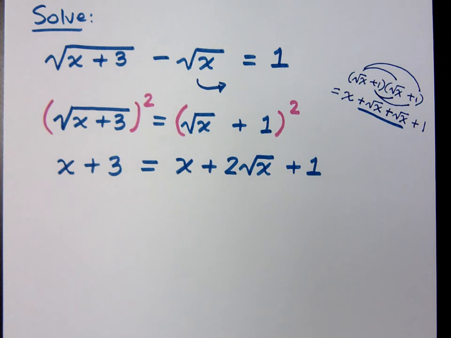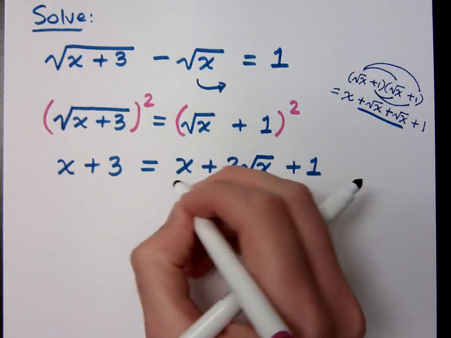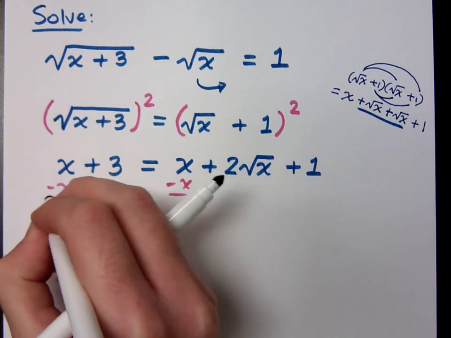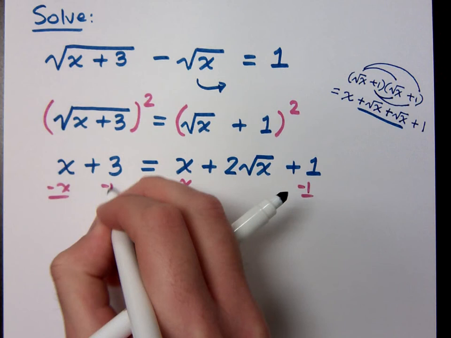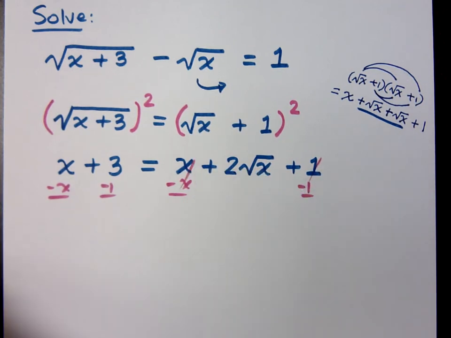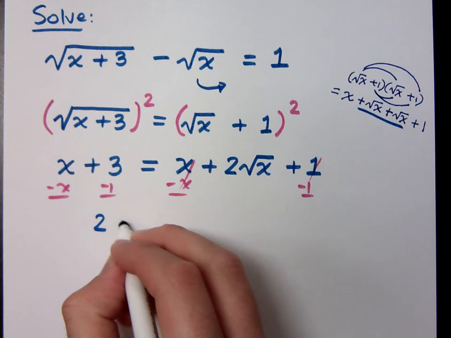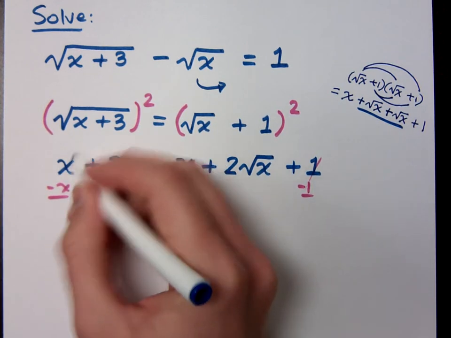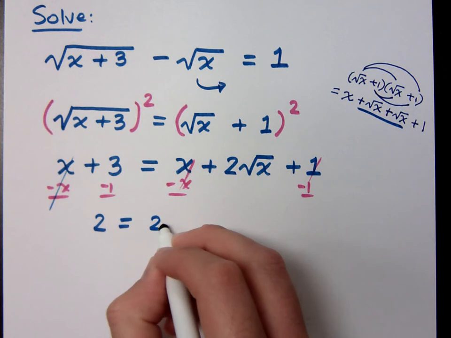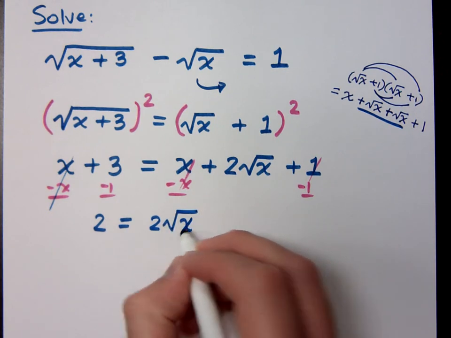So step 3 says if radicals remain, you got to go back to step 1 and do it all over again. So step 1 says get a radical by itself. How do I do that? I've got to move the x over. I've got to move the 1 over. So what does my equation look like now? 2 is equal to, well, because those reduce, 2 square roots of x.